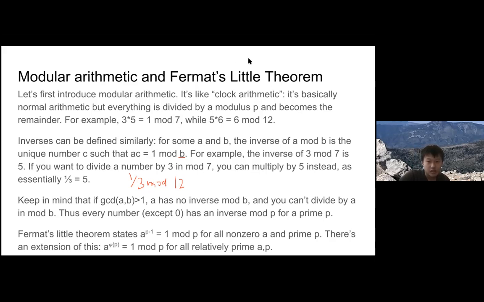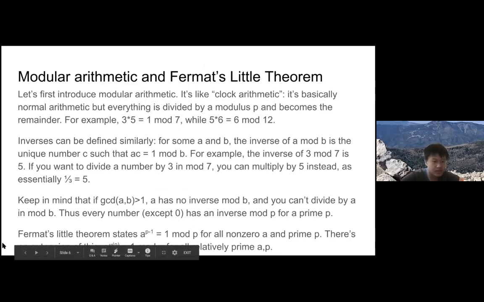Oh, more stuff in the chat. So Fermat's little theorem basically states that for any prime p, prime is important here, a to the p minus 1 is 1 mod p unless a is 0. So for example, 2 to the 4 is 1 mod 5 because Fermat's little theorem says so.